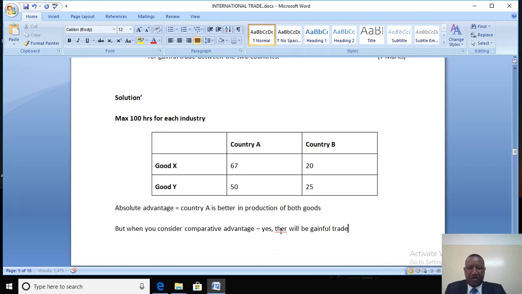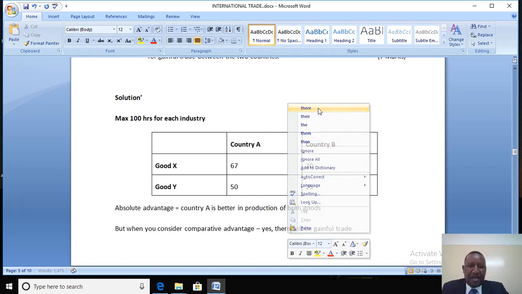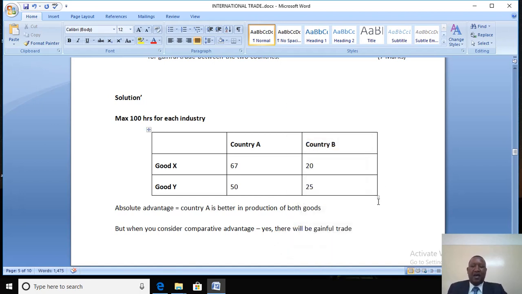Okay, so yes, there will be gainful trade if we consider comparative advantage. With absolute advantage, the answer will be no, there will be no gainful trade, because country A is better at producing both goods. That is absolute advantage. Country A produces cheaply and efficiently for both goods. But when we consider comparative advantage, which looks at the opportunity cost of shifting resources, there will be gainful trade.